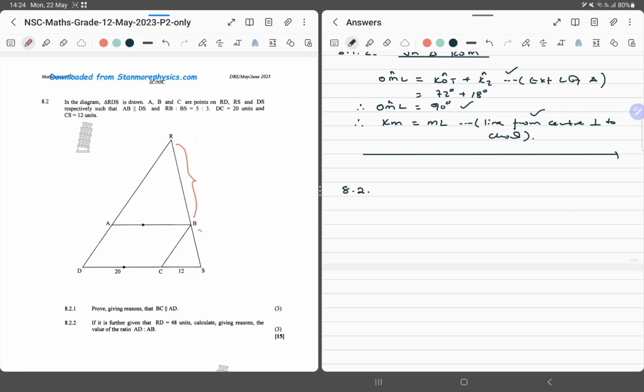divided by BS. What a choice of word. Some BS right there. Now they're saying it's 5 over 3, so we're just going to choose a multiple. They say 5a, 3a, because this is a ratio, so that 5 is not units. So always choose some variable to go along with those values to keep them in proportion. And then DC is 20 units, and CS is 12 units.